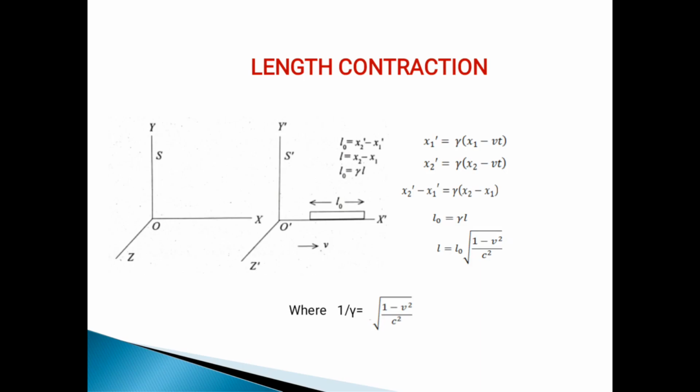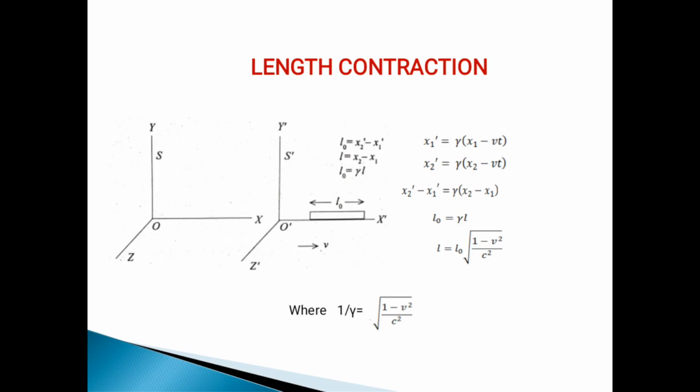x1 prime equal to x1 minus vt by square root of 1 minus v square by c square. Subtracting these two equations, we get x2 prime minus x1 prime equal to x2 minus x1 divided by square root of 1 minus v square by c square. Taking x2 prime minus x1 prime as L0 and x2 minus x1 as L, therefore L0 equal to L divided by square root of 1 minus v square by c square, or L equal to L0 into square root of 1 minus v square by c square.